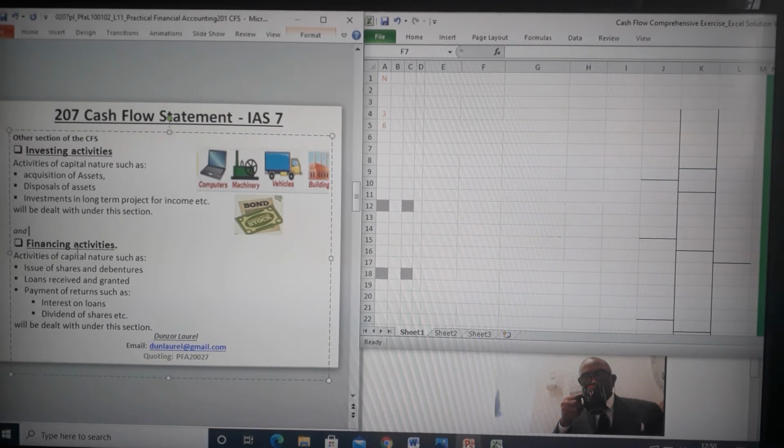Now, the financing activity is the one that deals with issue of shares and debentures, loans, repayment of the loan, payment of returns such as interest on loans, dividends on shares, okay. All these items will be dealt with under the financing activity section.